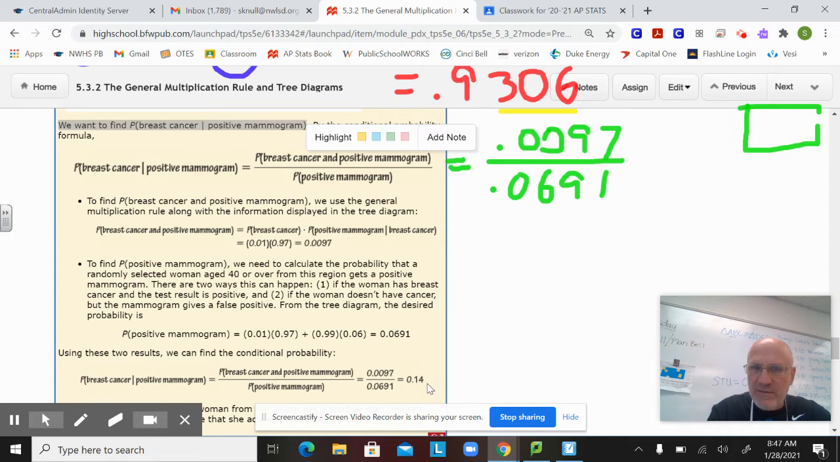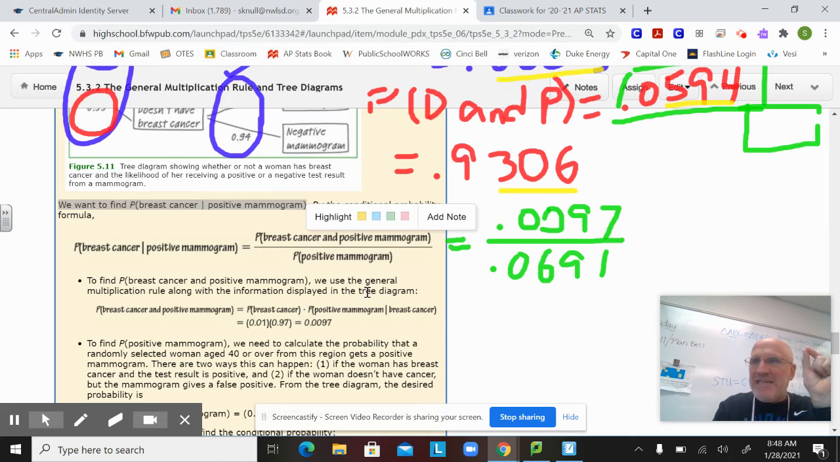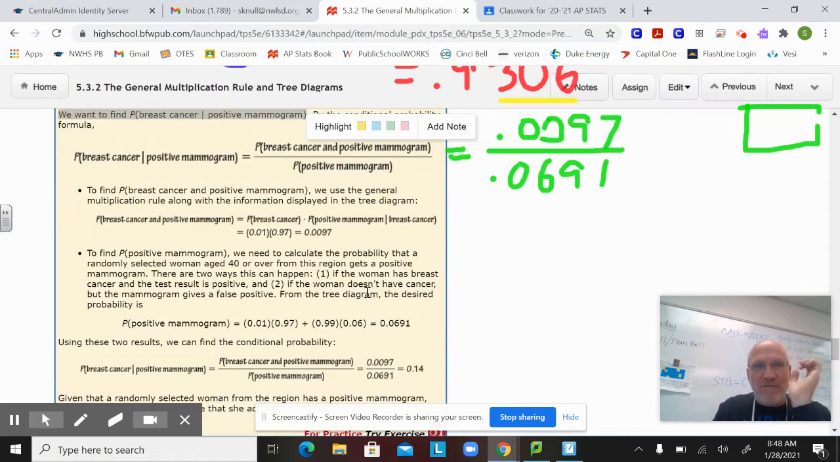Let's think about this. I think this is a very interesting conclusion. We found the probability that if you're a female over 40, you go for a mammogram and you test positive, there's only a 14% chance you actually have breast cancer. That's a very interesting result. But again, the task here is to see how I can use a tree diagram to answer probability questions.